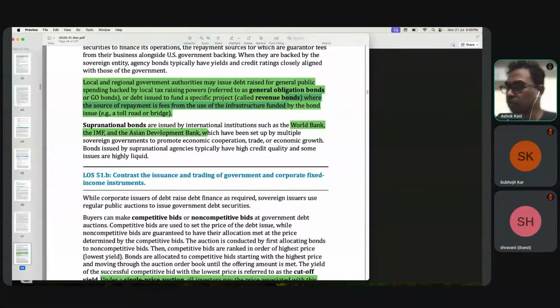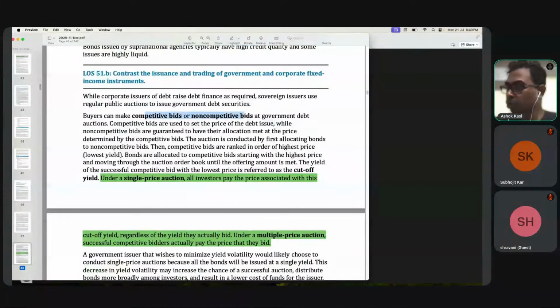Then supranational bonds. Supranational bonds means issued by international institutions such as World Bank, IMF, Asian Development Bank. Okay, all these are called supranational, basically international institutions.